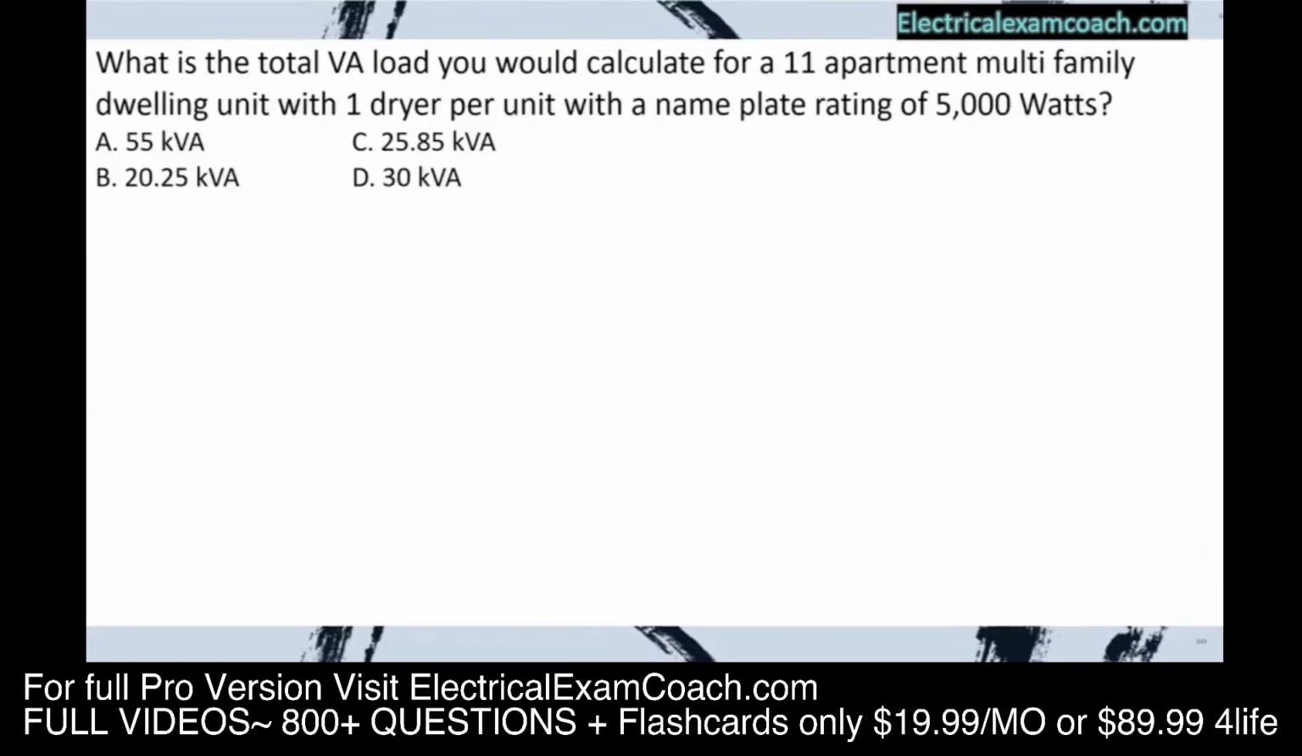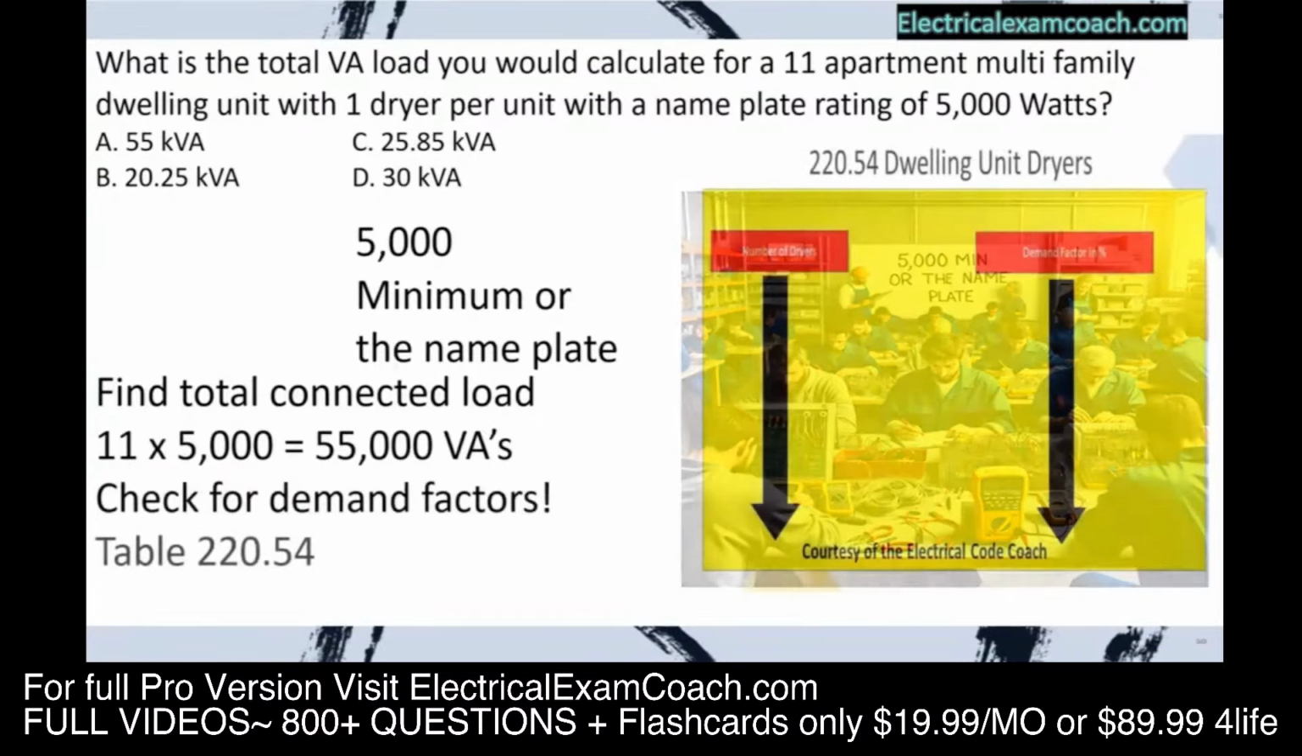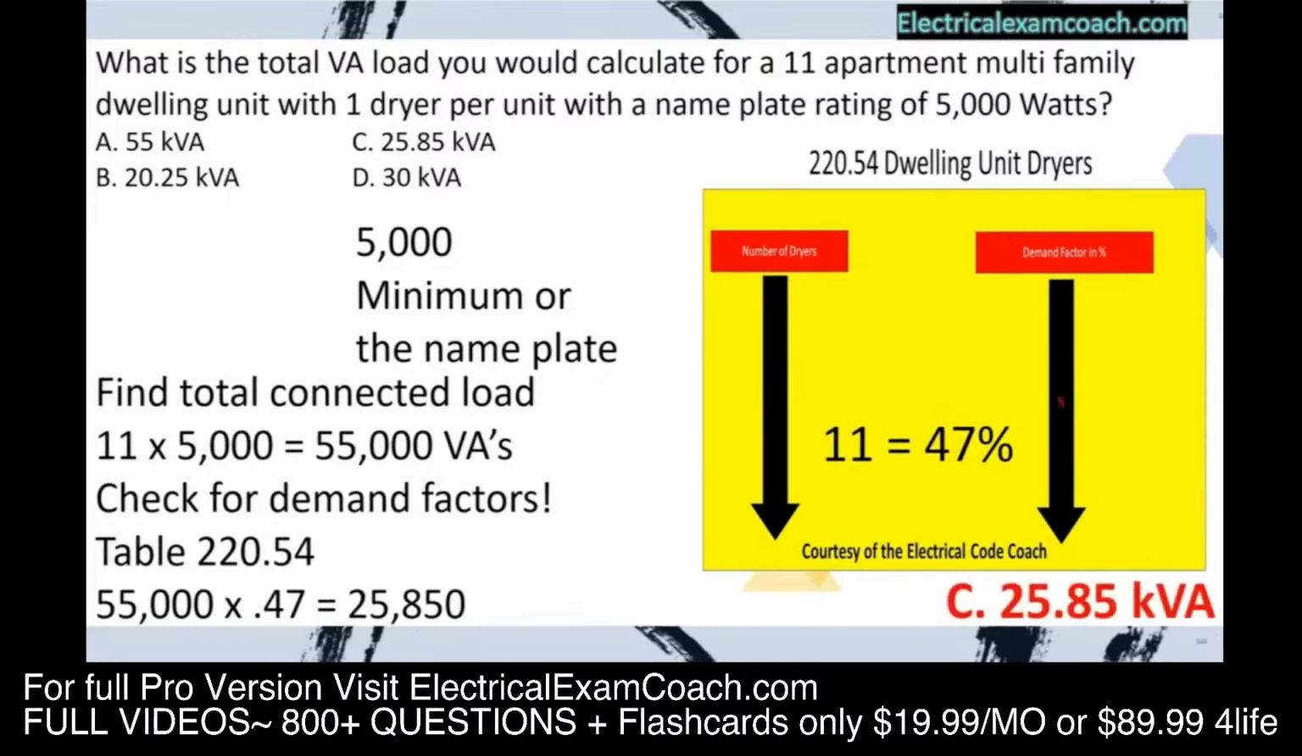What is the total VA load you would calculate for an 11 apartment multifamily dwelling unit with one dryer per unit and a nameplate rating of 5,000 watts? First, we're going to find our total connected load. We know that it's a 5,000 minimum or the nameplate, whichever is larger. We take our 11 units, multiplied by 5,000, and that equals 55,000 VAs. Now, we check for demand factors. We head over to table 220.54. When we get there, we find the demand factor for 11 is 47%. So we take our original load, multiplied by the demand factor, and that gives us a new reduced load of 25,850 VAs. And we're going to select C. Great job.